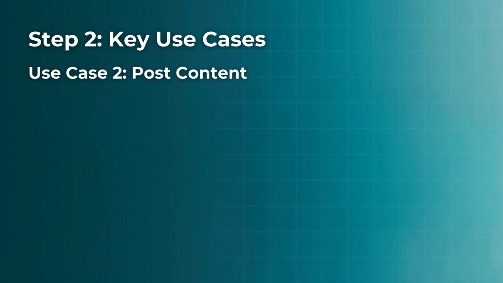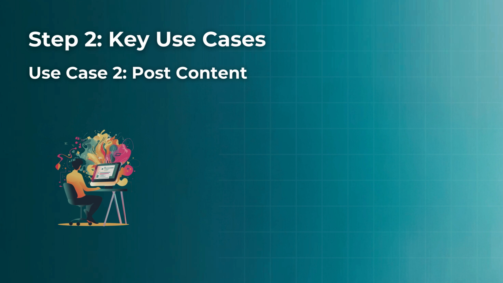Now comes the fun part. Posting content. You head to the Create Post section and start crafting your masterpiece. Maybe it's a photo of your cat or a quick video update. Hit share, and the system takes care of the rest, storing it in your feed and notifying your followers. Just like that, your story is out there for the world or just your friends to see.